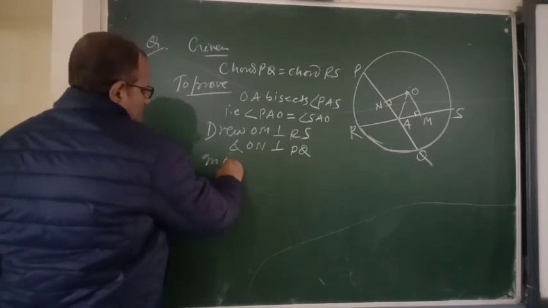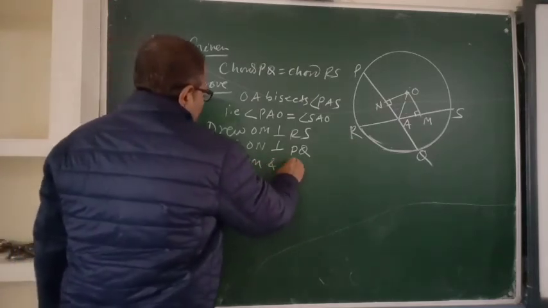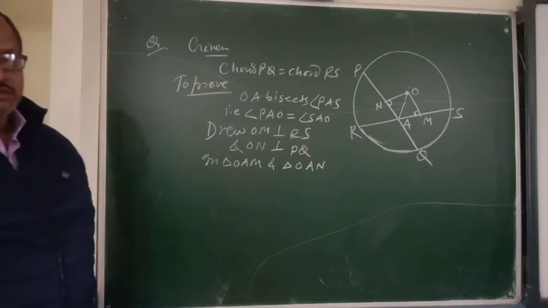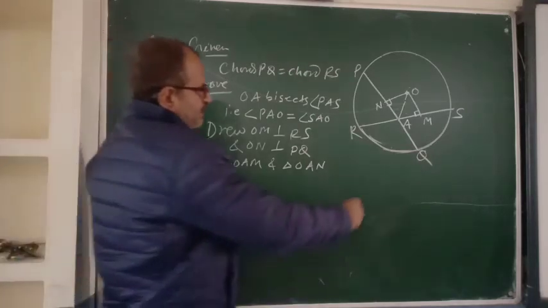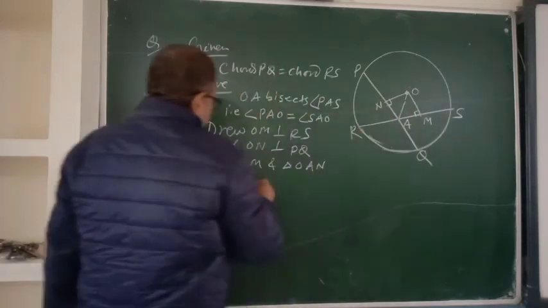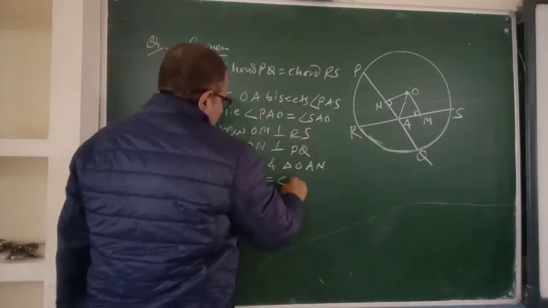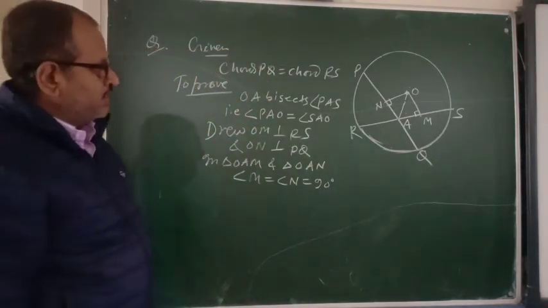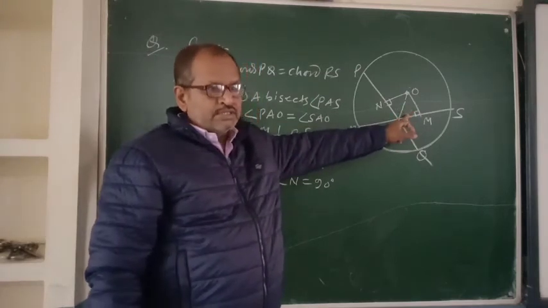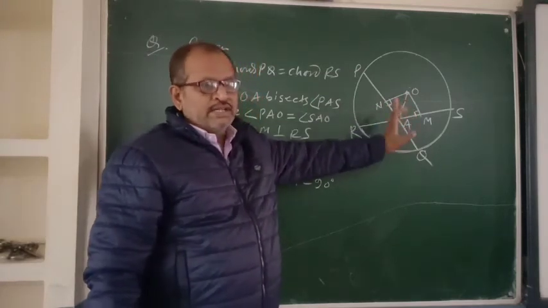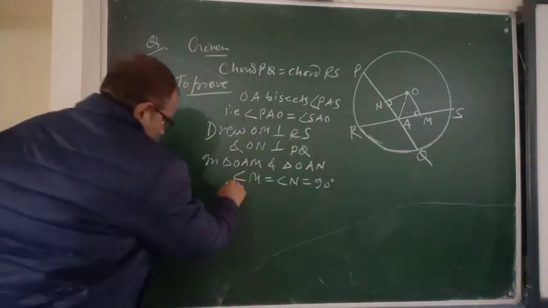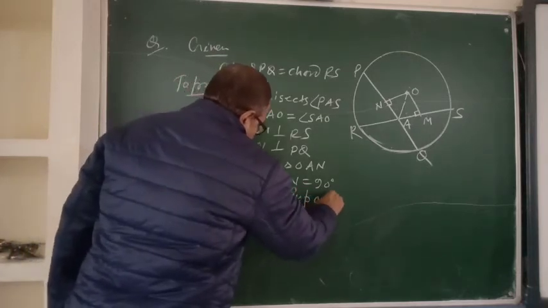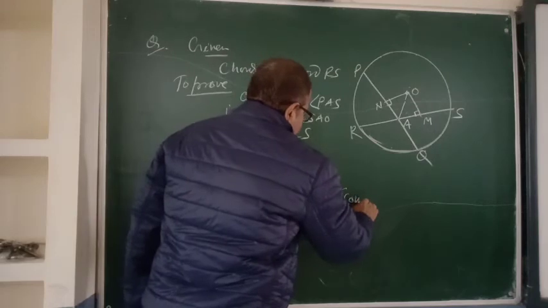So in triangle OAM and triangle OAN, one angle is 90 degrees. Angle M is equal to angle N, 90 degrees, by construction. The side opposite the 90 degrees is called the hypotenuse. So OA is the hypotenuse for both the triangles, so it is common. So hypotenuse OA is equal to hypotenuse OA, common side.